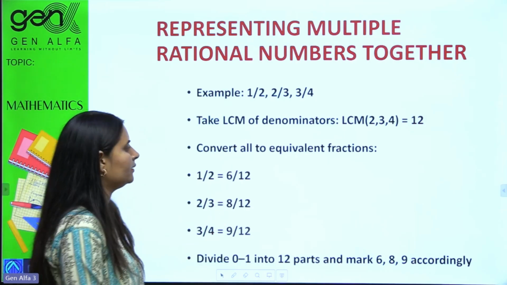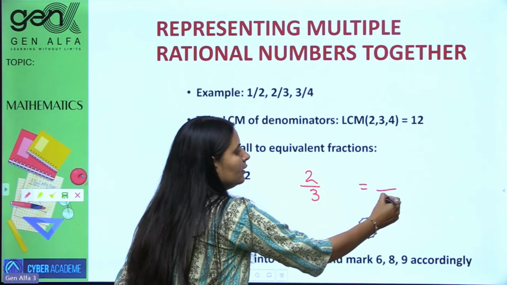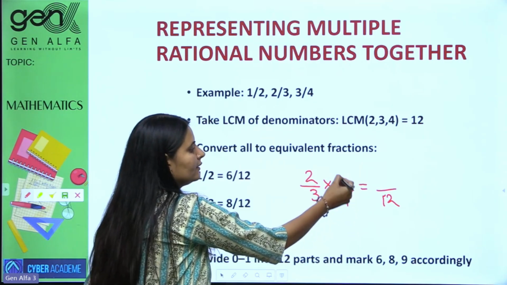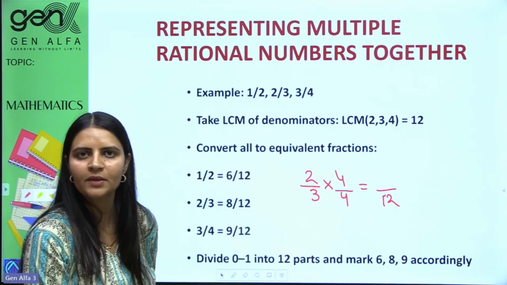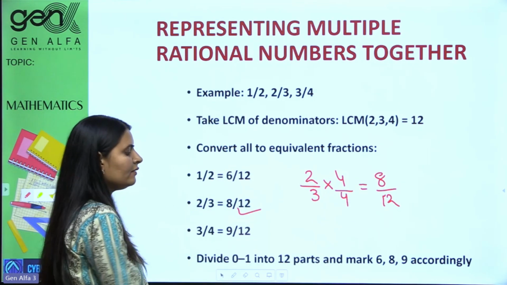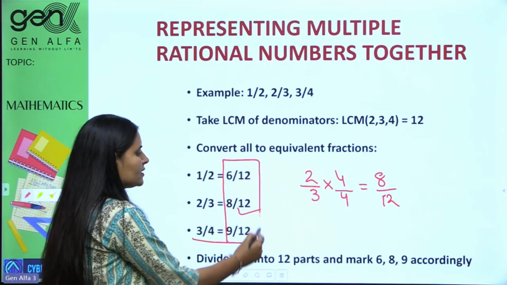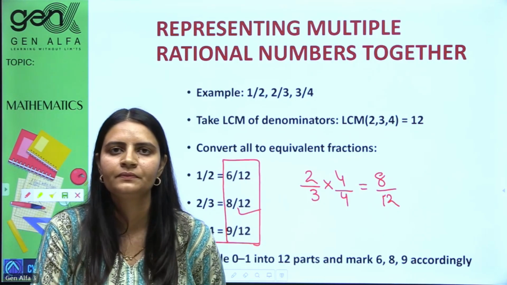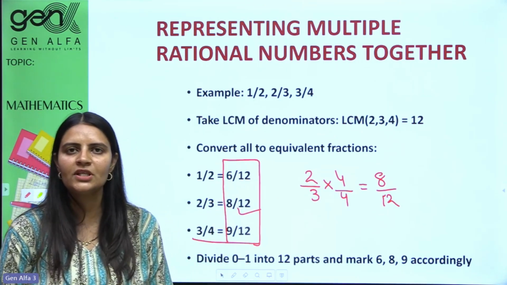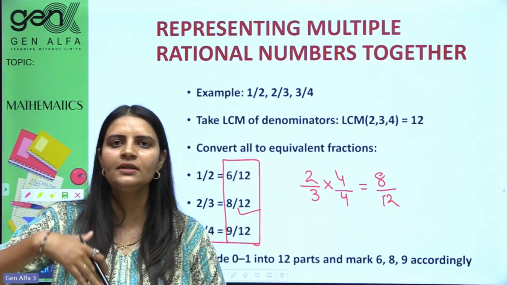Let me show it. 2 by 3. We need to get 12 over here. How are you going to do it? 3 fours are 12. We have to multiply the numerator and denominator by 4. 4 twos are 8 and 3 fours are 12. Yes, 8 by 12. Similarly, you can do it for 3 by 4. You are getting these fractions with equal denominators: 6 by 12, 8 by 12, 9 by 12. Just note this example down, and try to find their LCMs and make the denominators equal further.